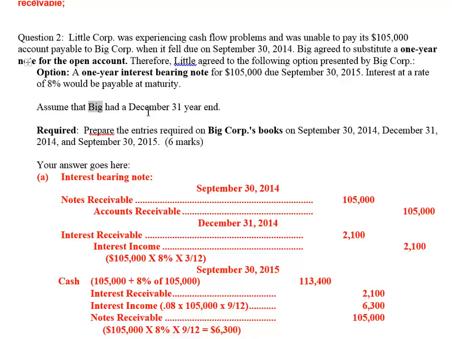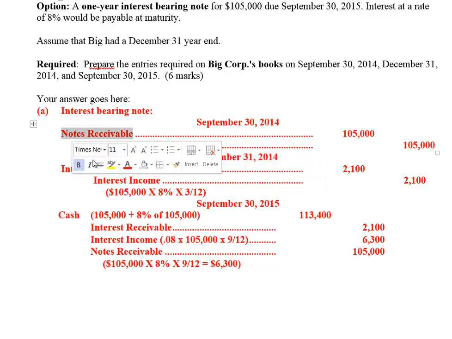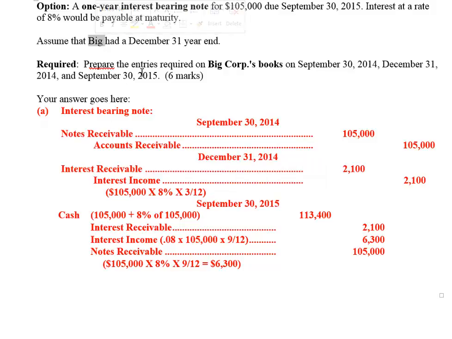So Big is now having to make journal entries on its books at September 30th, 2014, the year end, December 31st, 2014, which is when you need to make your accrual or adjusting entry for interest, and September 30th when the note is paid. So now on September 30th, that's the date when the account receivable is dissolved and the note receivable is set up on Big's books. Again, this is on Big's books we're doing it, right? At December 31st, we have an intervening year end, intervening between the date the note was made and the date that it's retired or extinguished.